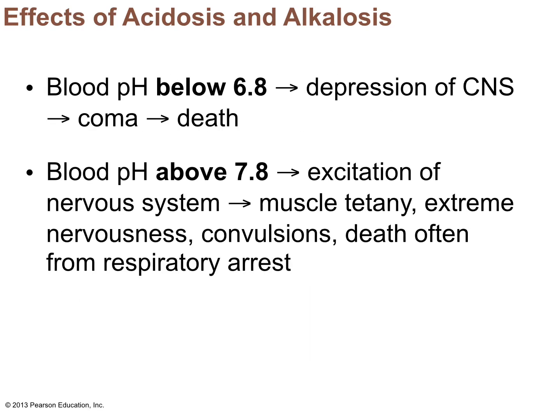Now, what happens if we have extreme changes in pH? If the blood pH drops below 6.8, it depresses the central nervous system, leads to coma and then death. If the pH rises above 7.8, it hyperexcites the nervous system, causing muscle tetany, nervousness, convulsions, but this can also lead to death, usually from respiratory arrest. So either extreme pH change can lead to death.